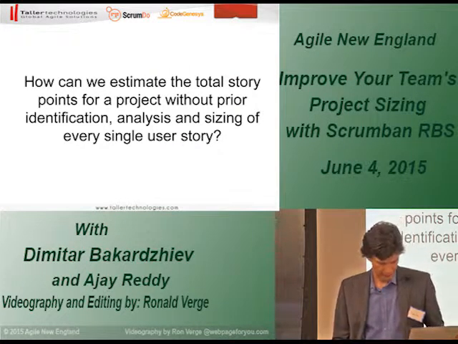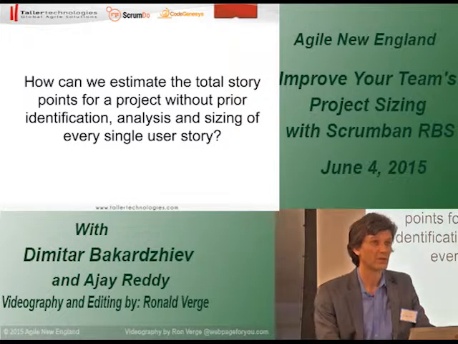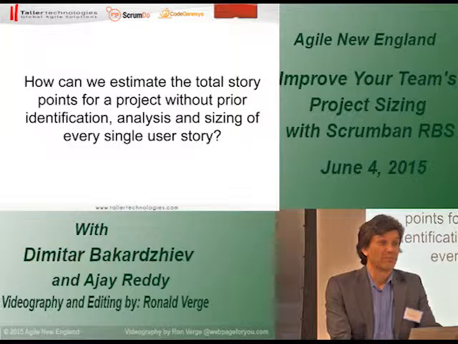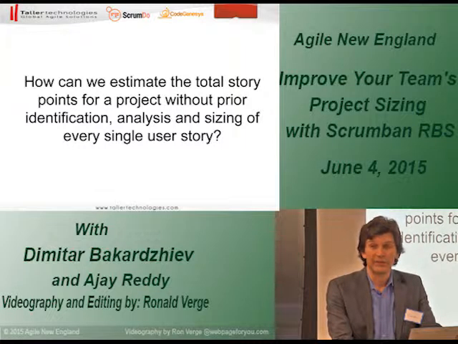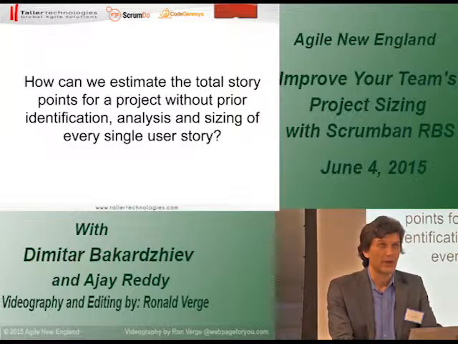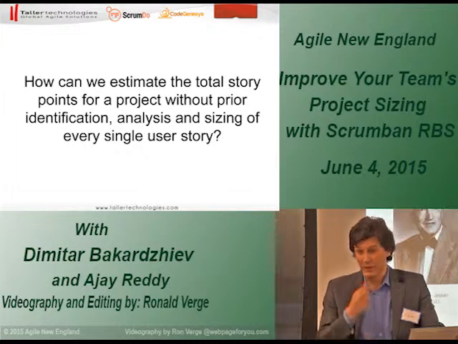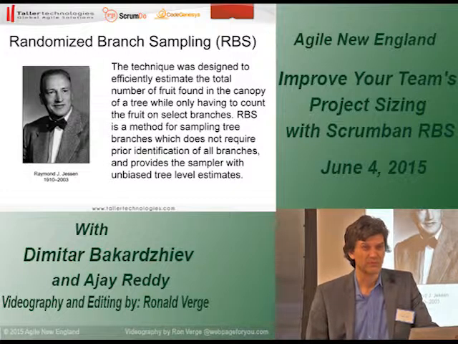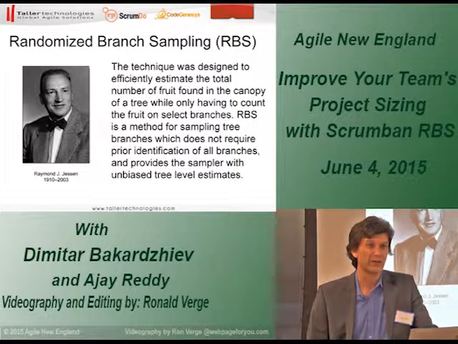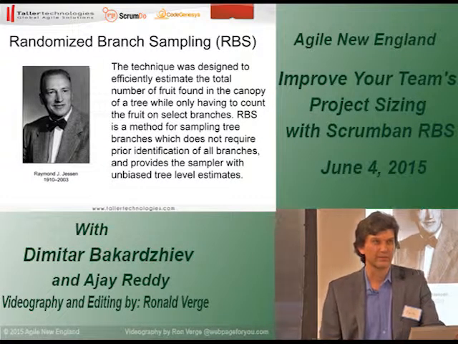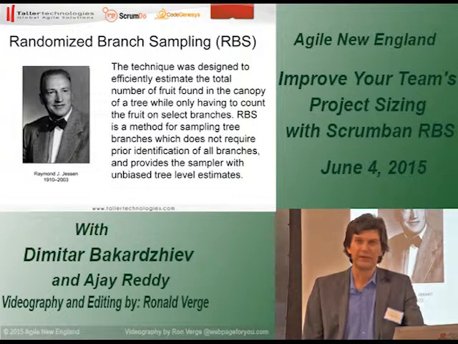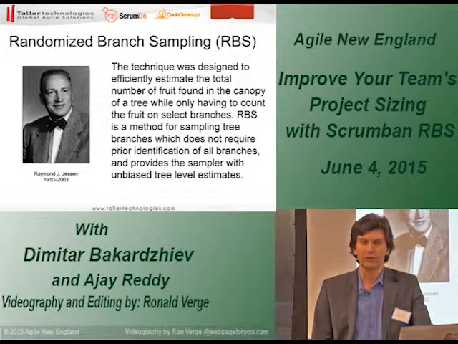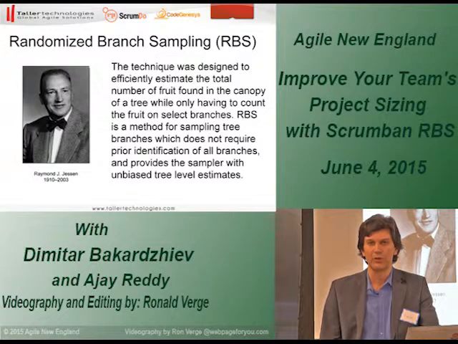So here is the question: how can we estimate the total story points for a project without prior identification, analysis, and sizing of every single user story? It turns out that actually there is such a method. It was proposed by Jason in 1955. It is a statistical technique designed to efficiently estimate the number of fruit in the canopy of a tree without counting all of the fruit.